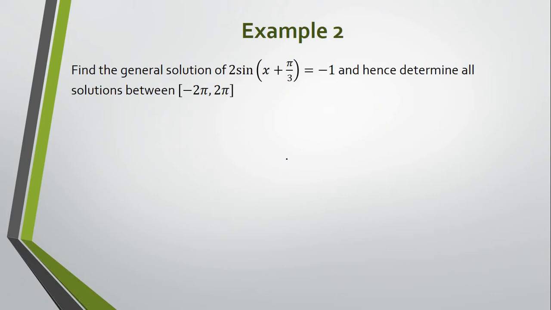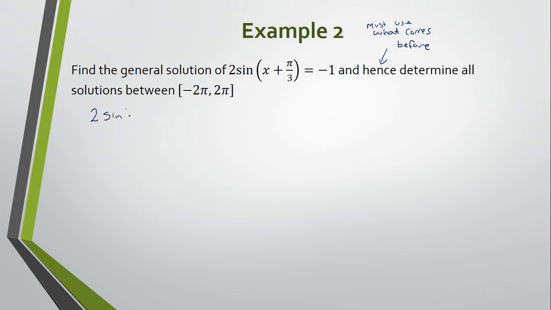Okay, let's go on and have a look at our second example. So we're wanting to find the general solution to this particular equation, and hence. Now hence means you must use what comes before. So that means that we can't just go and determine all the solutions for this domain like we would do in a normal situation. Because it says hence, we have to use the general solution. We must determine this first, and we must use it to solve the equation.